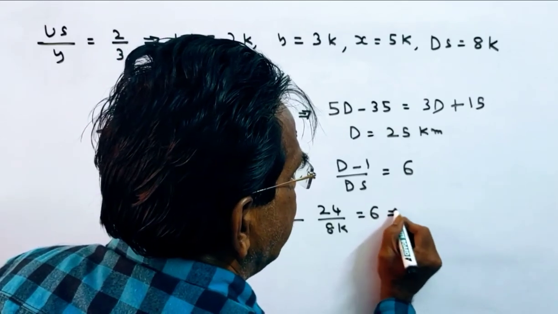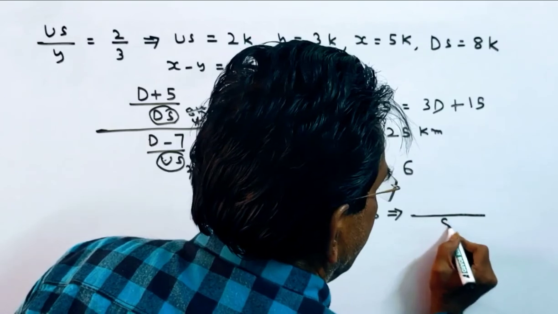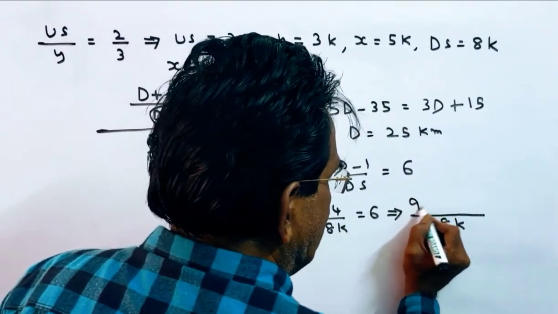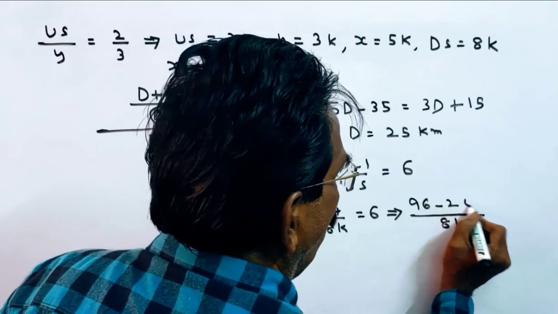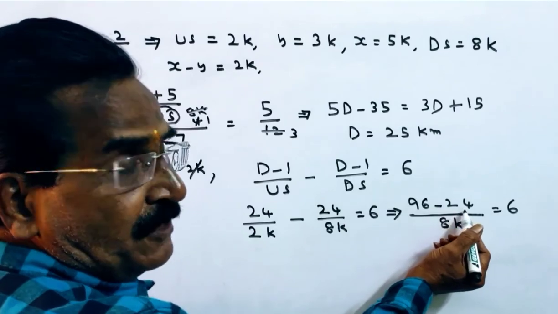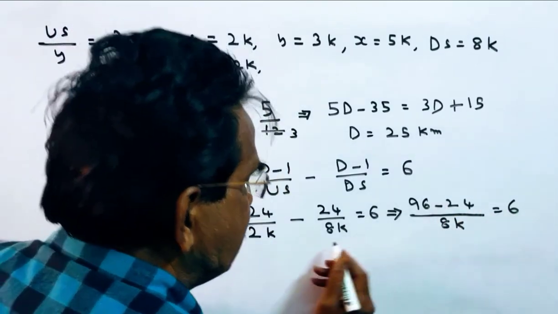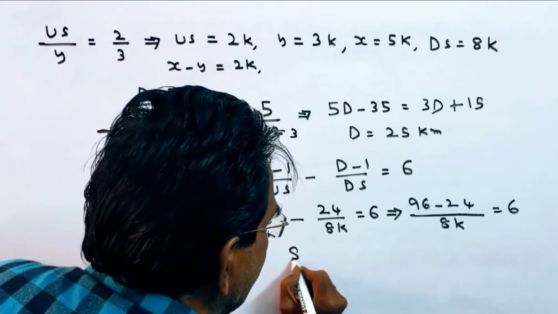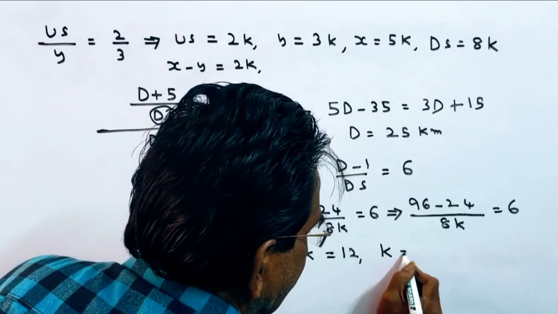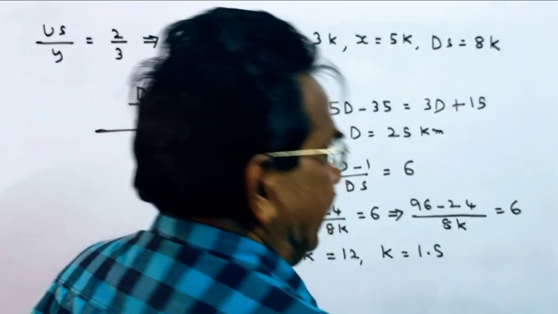Friends, it implies, taking the LCM of 8k and 2k, 4 times 24, so 96 minus 24 is equal to 6 hours. Friends, 96 minus 24 is 72, so 72 by 8k is equal to 6, so 8k is equal to 12. It implies k is equal to 1.5, friends.